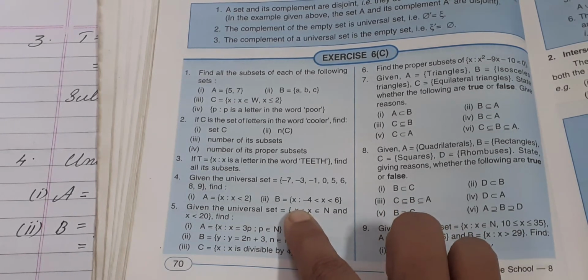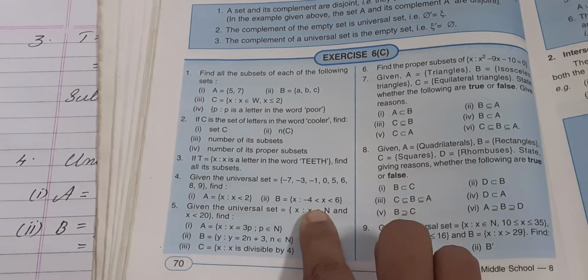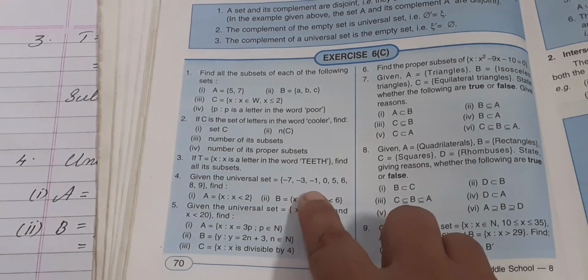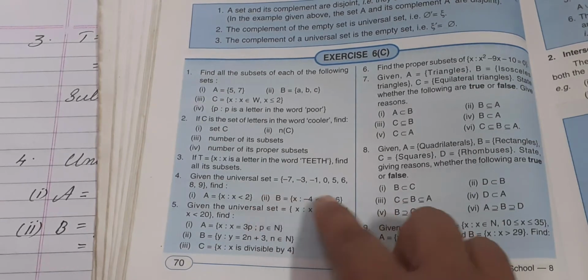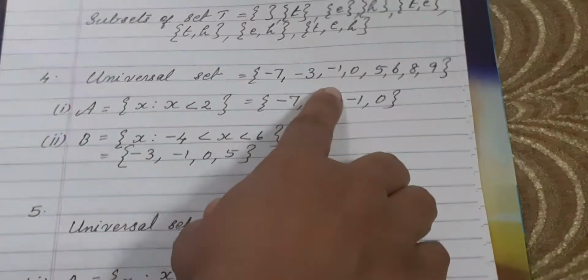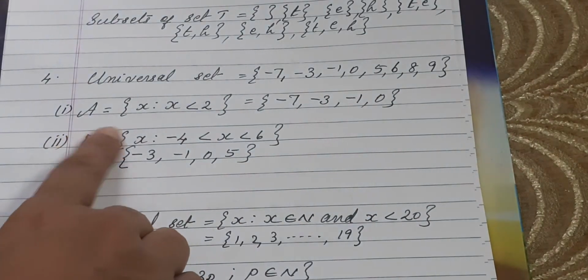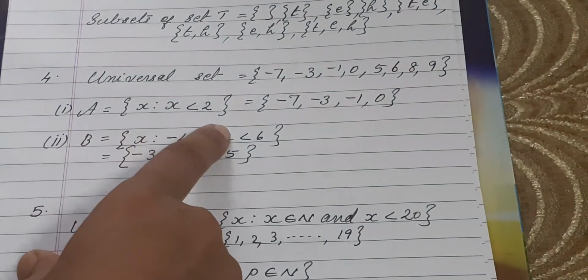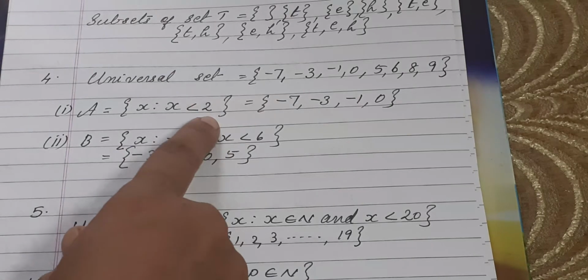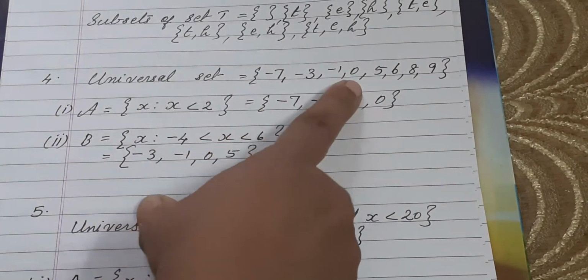Only one thing you have to be careful about: the conditions on x are given here, but you have to consider the elements only from the universal set, because the universal set is given. So the universal set is -7, -3, -1, 0, 5, 6, 8, 9. And A is equal to set of all x such that x less than 2. Which elements from this universal set satisfy x less than 2? -7, -3, -1 and 0.